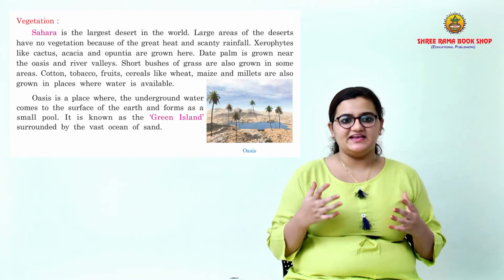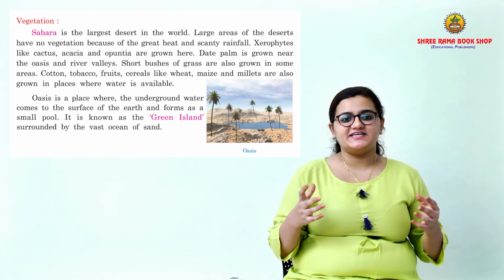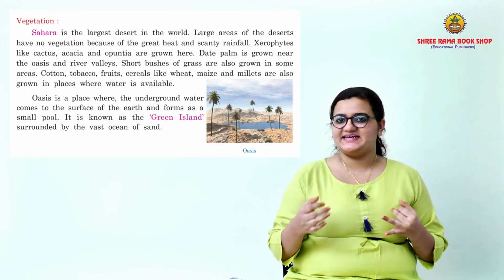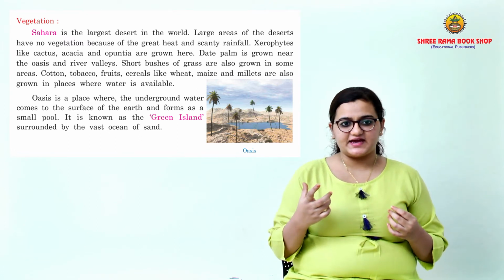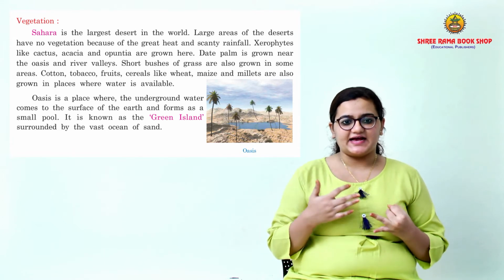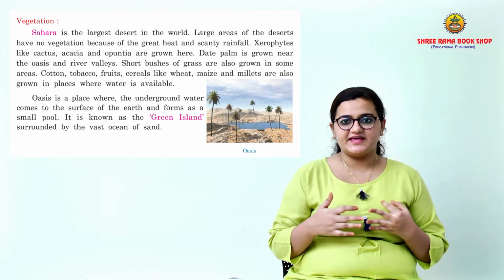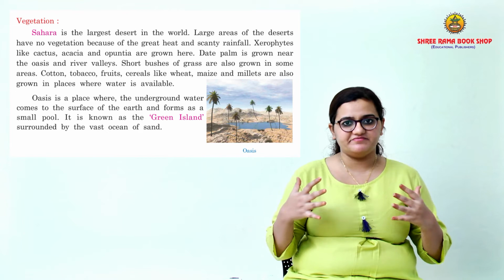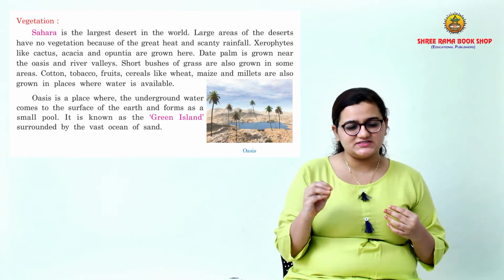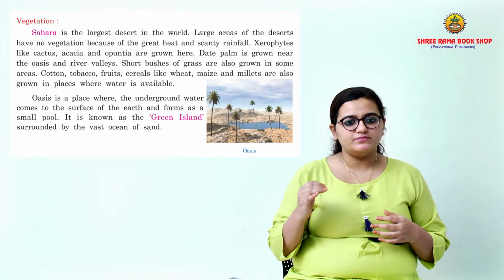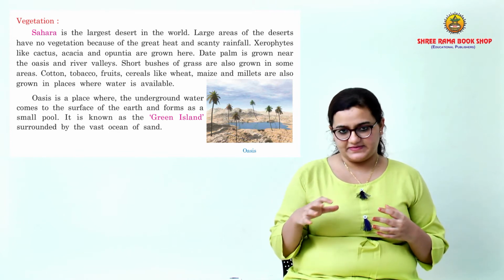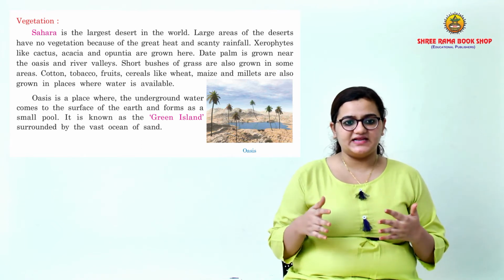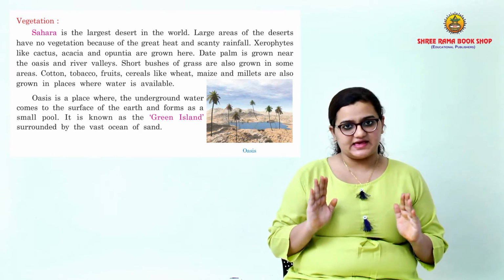Now let us look at the vegetation present in the desert. Sahara is the largest desert in the world. Large areas of the deserts have no vegetation because of the hot climate as well as very scanty rainfall. Xerophytes are the kind of plants like cactus, acacia and opuntia. They are grown here. Date palm is grown near the oasis as well as the river valleys. Wherever there is a little water source, there the plants are grown. Short bushes of grass are also grown in some areas. Cotton, tobacco, fruits, cereals like wheat, maize and millets are also grown in places where water is available.